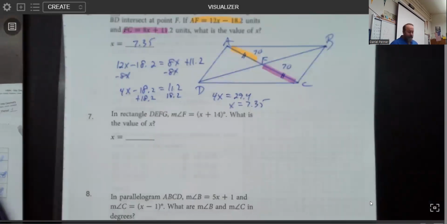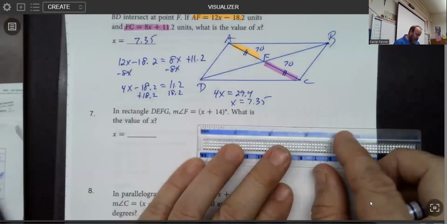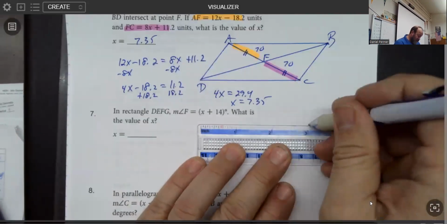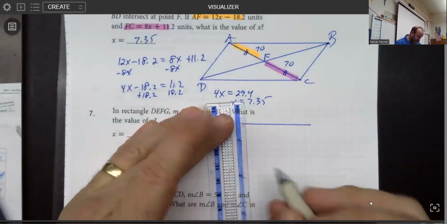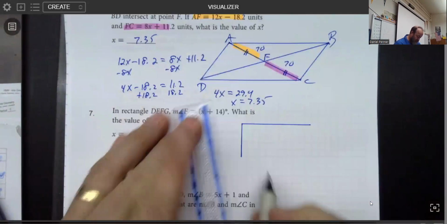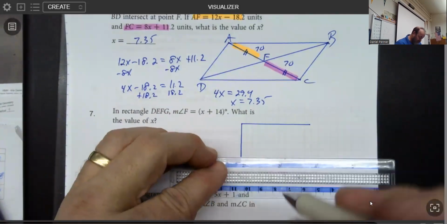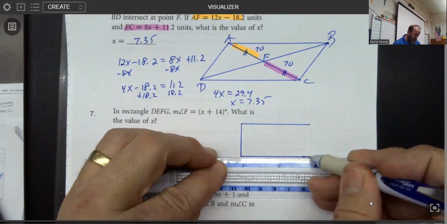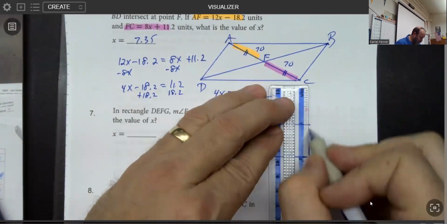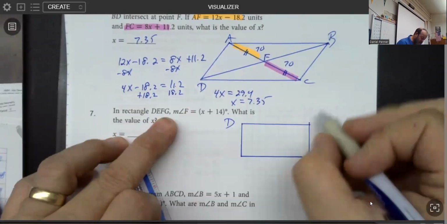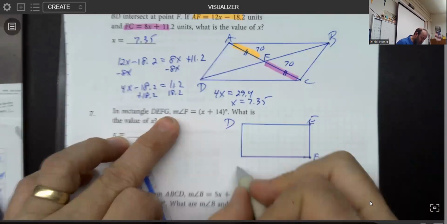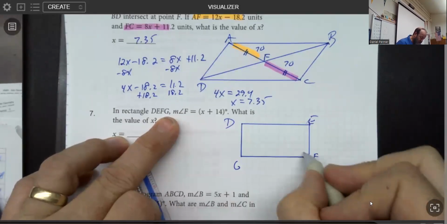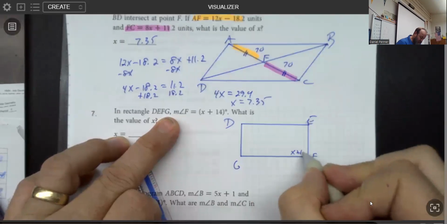Now, number 7, I'm going to be consistent with myself and draw myself a nice simple rectangle here. And again, it doesn't have to be absolutely spot on perfect, but I'm trying to be consistent with my logic here. And it says it's D, E, F, G. And it says this angle right here is x plus 14 degrees.